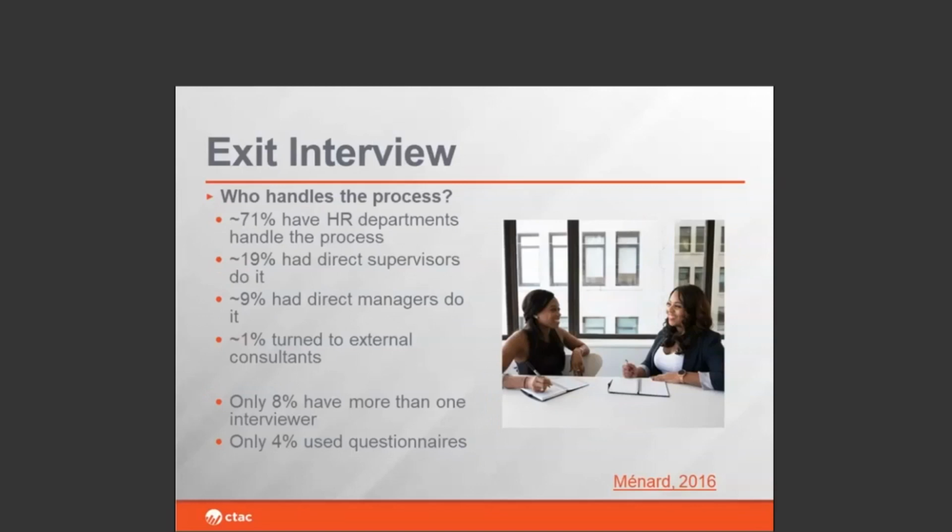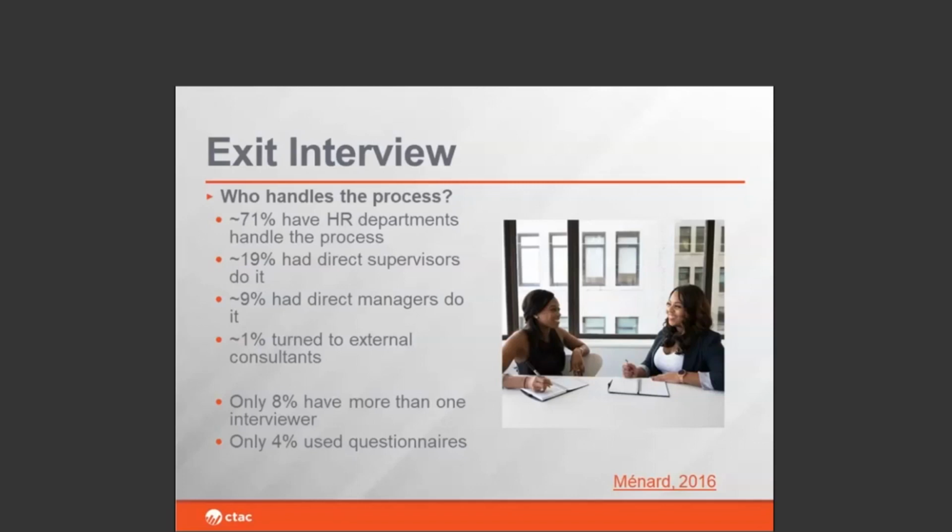So according to a recent study in 2016, and I say recent, I know that's still a little while ago, 71% of HR departments typically handle the exit interview process, whereas 19% have direct supervisors do it, 9% have direct managers do it, and 1% turn to external consultants. Only 8% reported having more than one interviewer, and only 4% reported using questionnaires at all. So some thoughtfulness about, again, what I was mentioning before, that hybrid component may be useful.